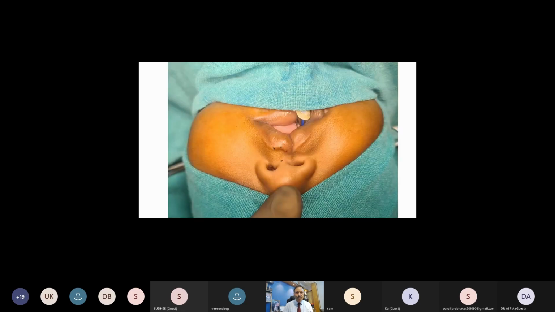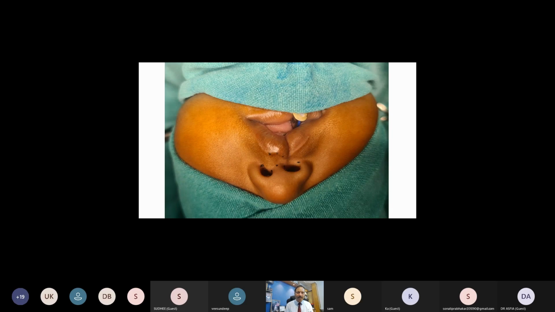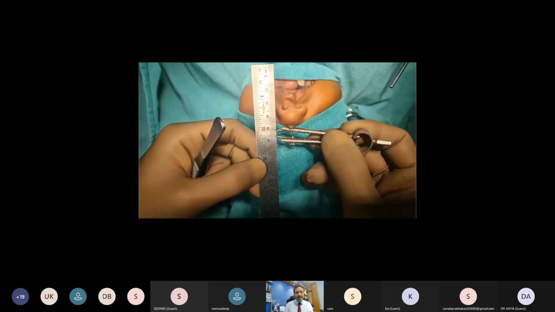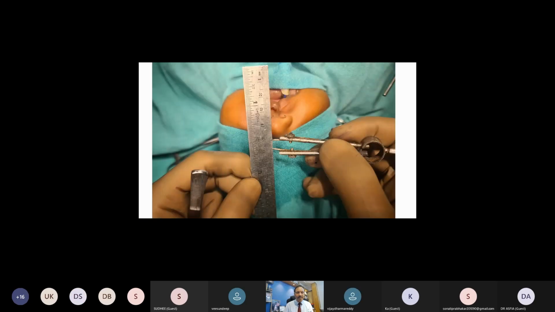Then the midpoint of the columella, the base of the columella on 2 sides, and the base of the ala. So you can see these are the 3 points on the cupid's bow, the midpoint of the columella, the base of the columella, and the base of the ala. The nasal sill on the cleft side is wider than this. You can see this is obvious. You can measure it, and you can also measure this. So this is about a millimeter wider.